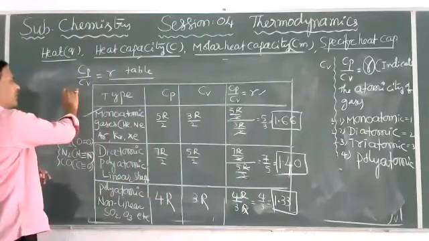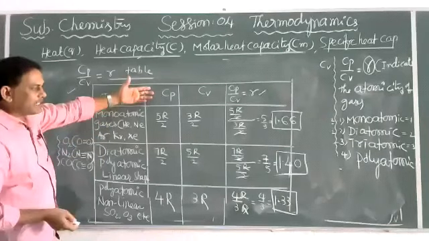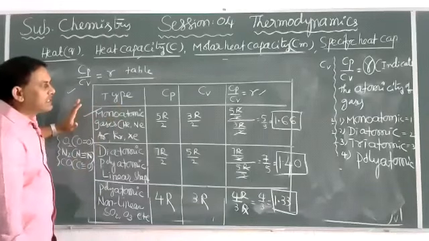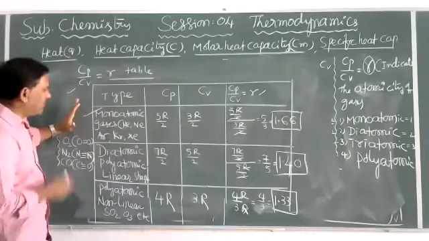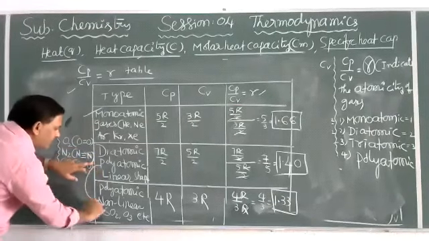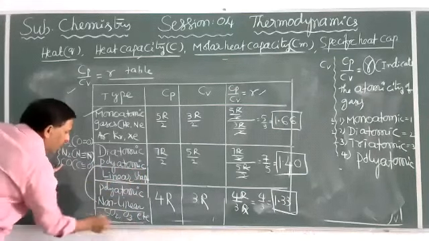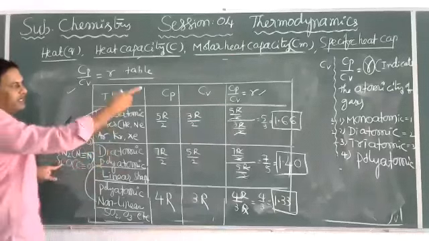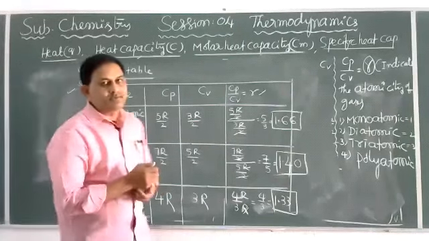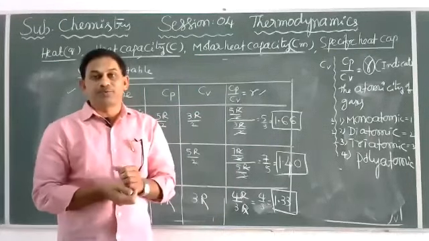So this table is very, very important. While doing problems or in an examination, they'll ask for monoatomic gases, the value of Cp by Cv or gamma. For diatomic, polyatomic linear and polyatomic non-linear examples, these Cp by Cv values are very, very important. Based on this, I'll explain some important previous year's problems.